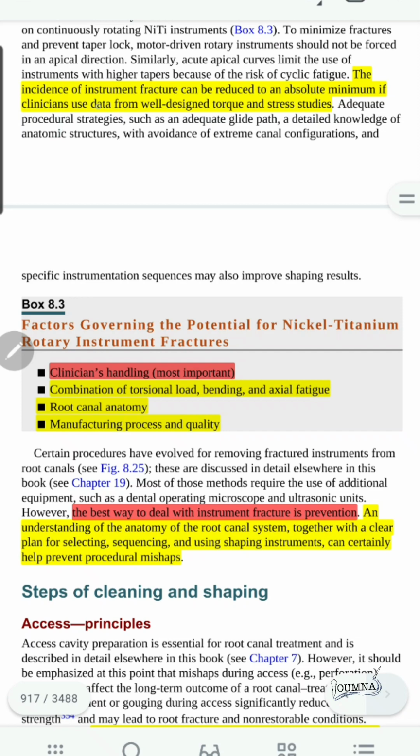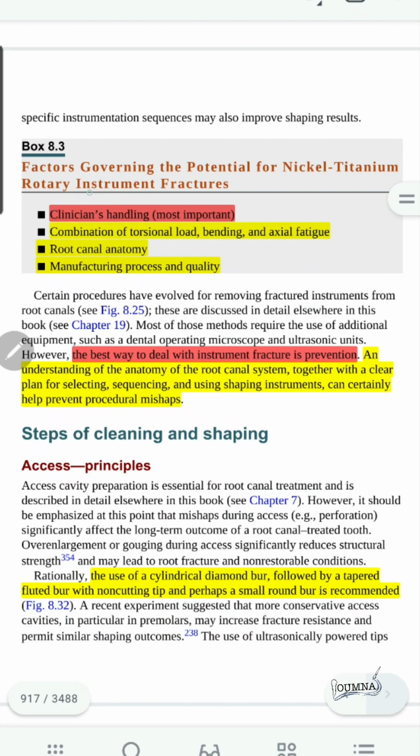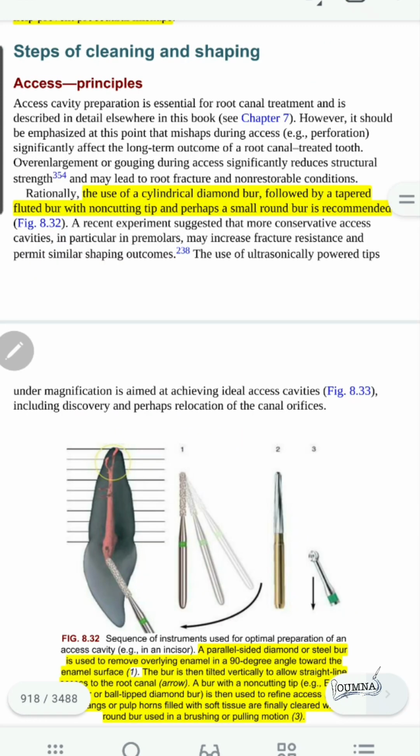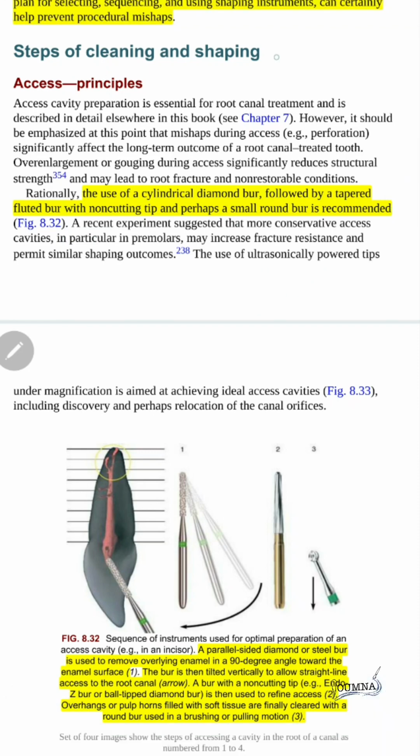The incidence of instrument fracture can be reduced to an absolute minimum if clinicians use data from well-designed torque and stress studies. So, the main reason for the fracture is the clinician's handling, and also the combination of torsional load, bending, and axial fatigue, the root canal anatomy, the manufacturing process, and quality. Now let's start discussing the steps of cleaning and shaping.